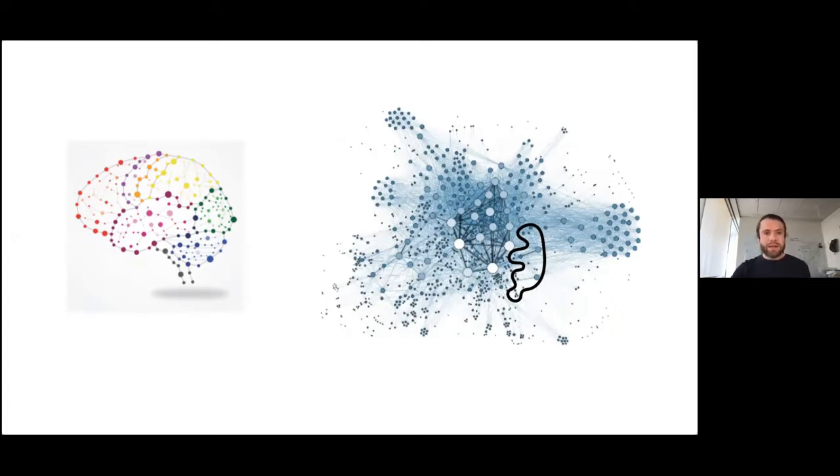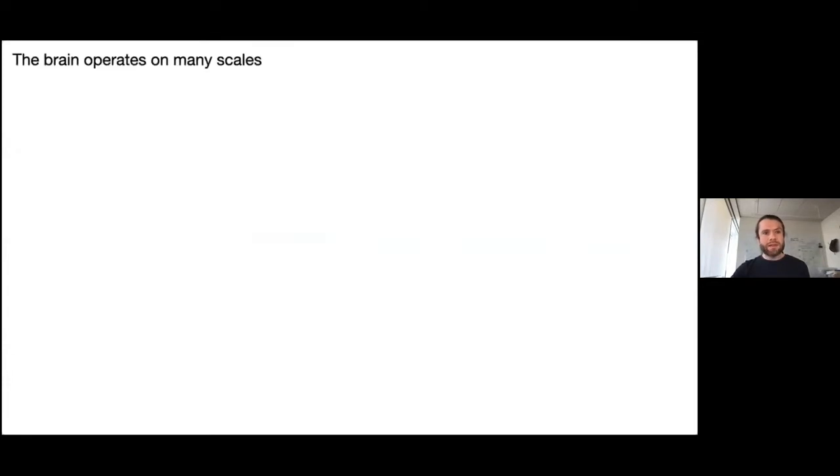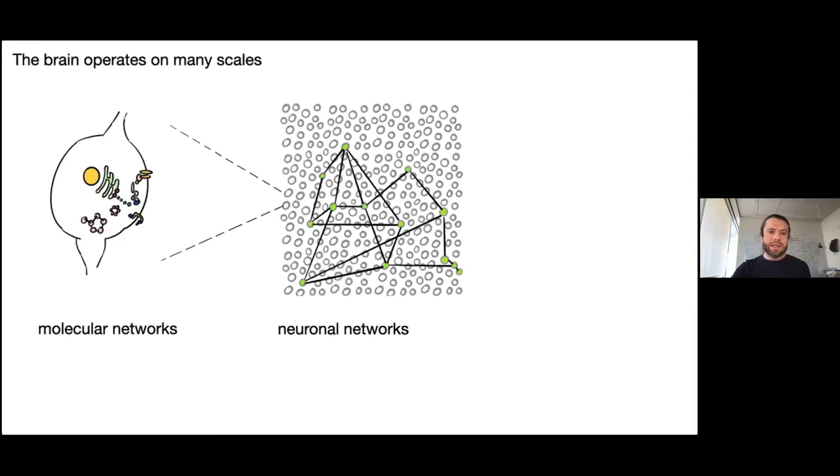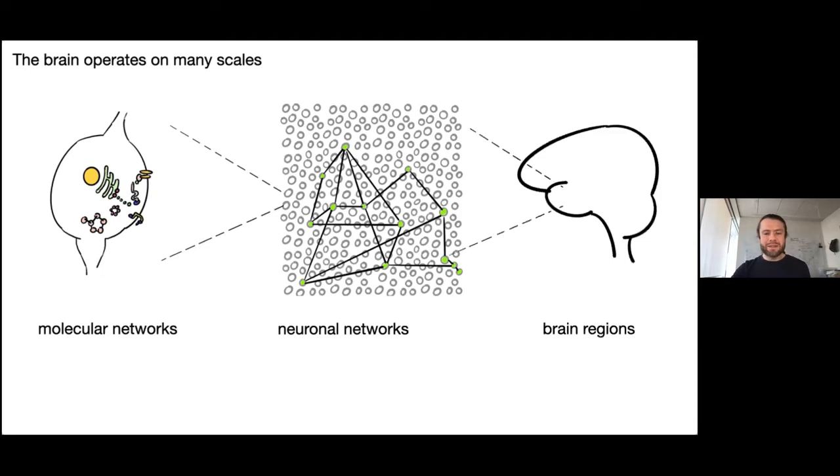Okay, the other reason is that the brain operates on many scales, both temporal and spatial. To illustrate the spatial scale, certain computations can occur in molecular networks, both within cells and outside of cells. And these molecular networks are embedded within neuronal networks, which communicate within circuits.